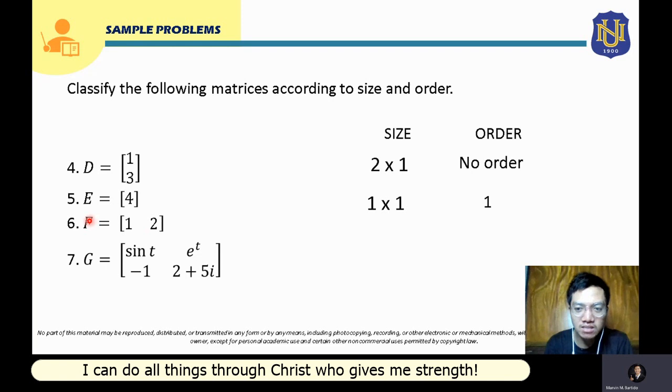Now, for number 6, this is matrix F. So the size will be row by column. Its row is 1 and its columns are 1, 2. So this will be 1 by 2, and its order will be no order since this is not a square matrix. Now, for matrix G, its size will be 1, 2 by 1, 2. So this will be 2 by 2, and its order will be the number of rows, which is 2. So this will be the size and order of these matrices.